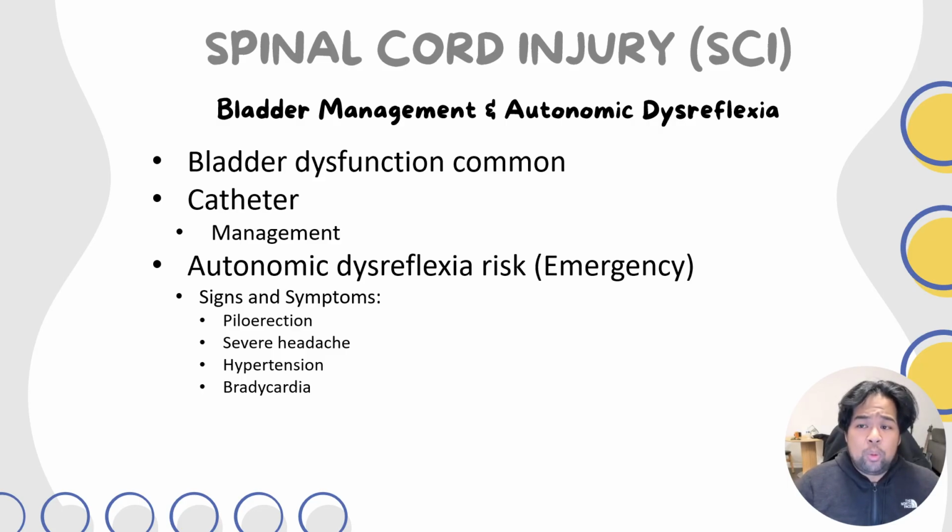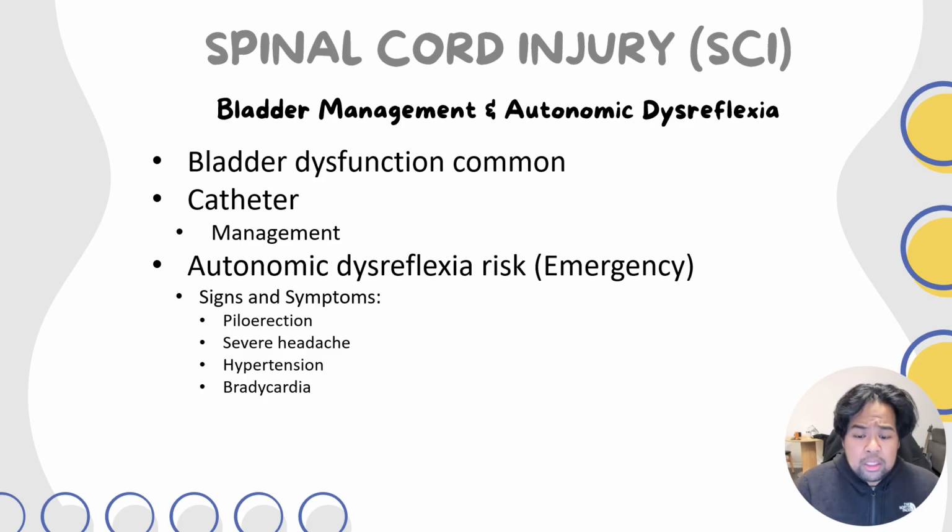So a lot of people with spinal cord injuries will have some sort of bladder dysfunction. So they may have a catheter. So with that, we need to make sure that we're taking care of the catheter, that it is lower so that gravity can work, that we're ensuring that there's free draining, and also that there's no kinking in the tubes, okay?